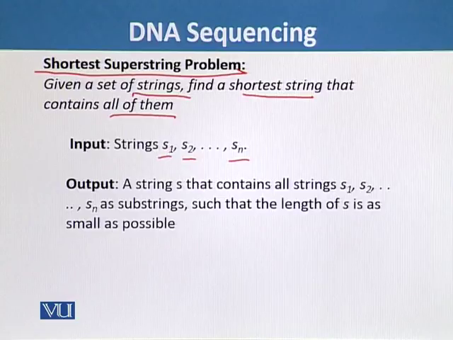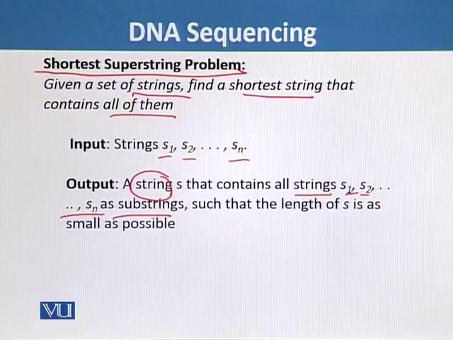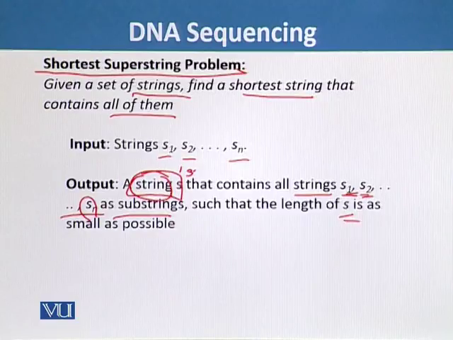And the algorithm will process and give the output in the form of a string S that contains all strings S1, S2 and Sn as substrings. So that string will be the superstring, such that the length of S is as small as possible. So this superstring S that contains all the substrings S1, S2 and up to Sn should be the smallest in size as much as possible.